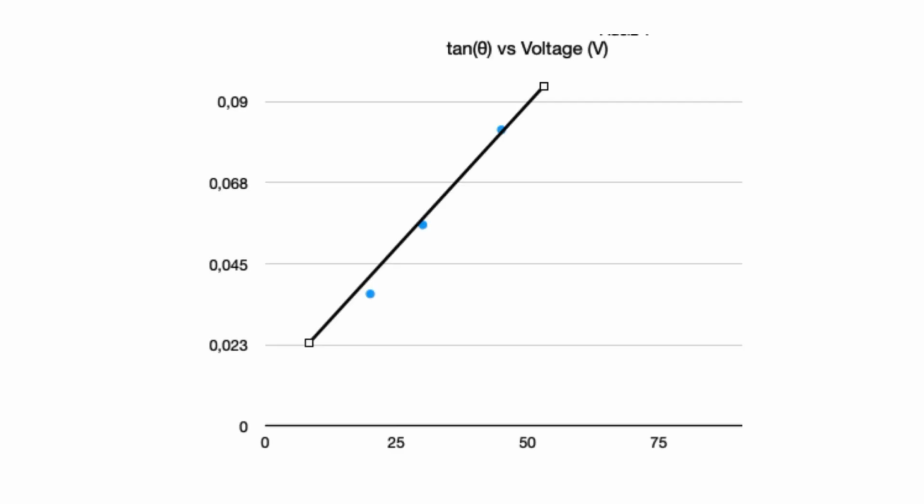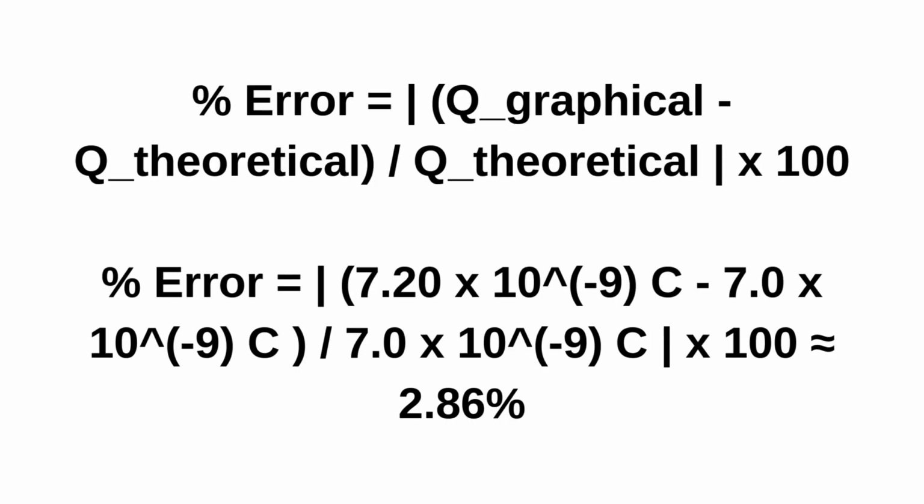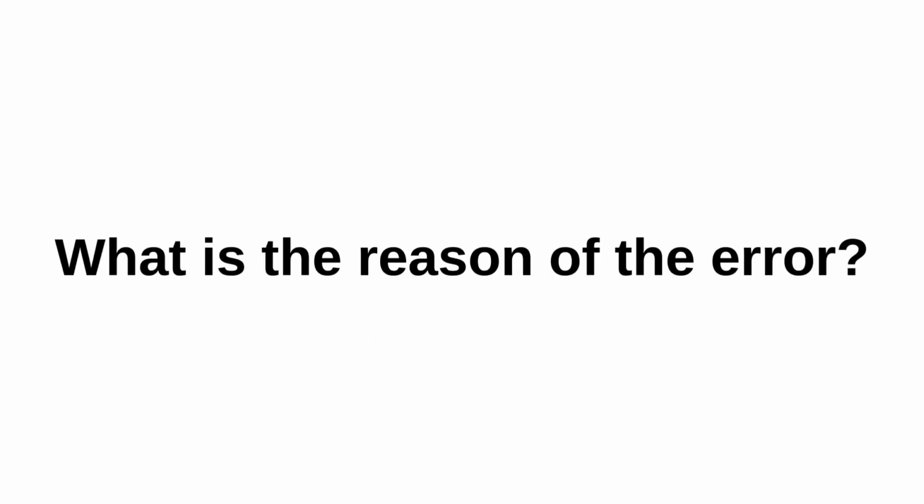When we create a graph by plotting the tangent values obtained from the experiments against the voltage, the slope of the best fit line is found to be 0.00180. And this value gives us the relationship between tangent of theta and voltage. When we perform the calculation using this slope, the charge held by the object is calculated to be 7.20 times 10 to the power of negative 9 coulombs. The overall percent error is calculated to be approximately 2.86%.